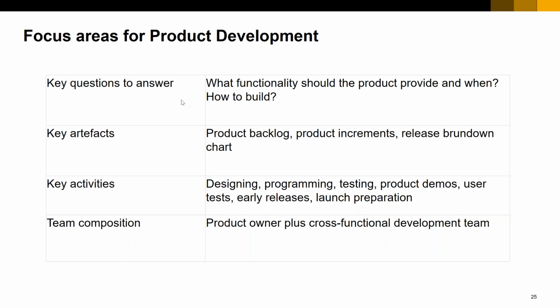What are the key artifacts? Some of the artifacts that we talked about: the product backlog, product increments, and the release burn down. When you are doing your Scrum sprints, you can also plot down your release burn down and see your velocity, for example, and the speed at which you are able to burn your tasks, for example, right?